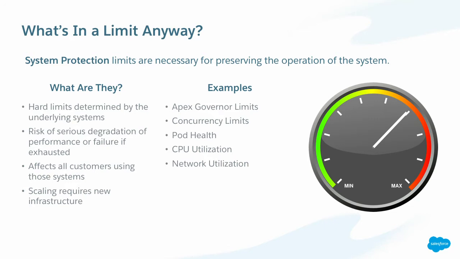Now, Apex governor limits might not be something that you really think of as a system protection limit, but we have that limit in place to ensure that we are able to appropriately handle it. To expand that, we have to actually build out more infrastructure. Concurrency limits are also based on resource utilization. In order for us to increase our concurrency limits, we have to increase the underlying infrastructure. Pod health is something that we use as a measure of the number of resources which are being used within a particular data center or particular location. Similarly, CPU utilization, network utilization, fairly common system protection limits that we would look at.